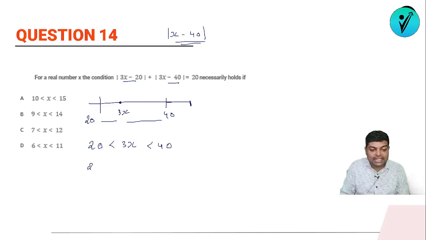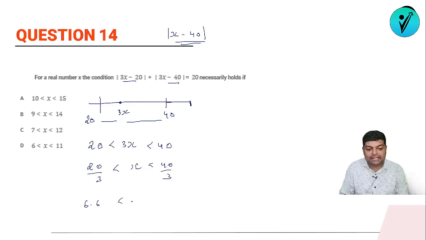Or we can say that x lies between 20 upon 3 and 40 upon 3. 20 upon 3 is nearly 6.66 and 40 upon 3 is 13.33. So which is the option that will correctly suit this answer? If you take the range 6 to 11, this will also work. Okay, 6 to 11, no, 6 to 11 will not work, sorry, because it has to start from 6.6. So the perfect range will be 7 to 12. 9 to 14 will not work because we cannot go up to 14, and we cannot go up to 15 either.